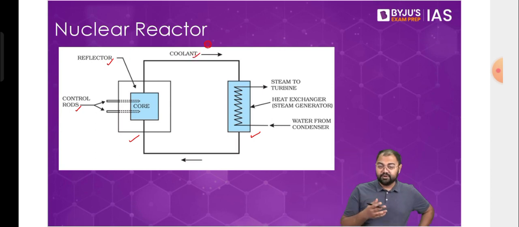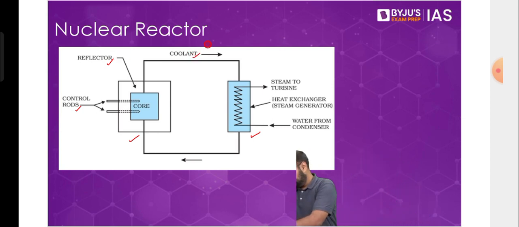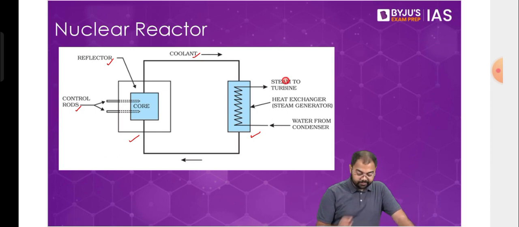Then apart from that, as you can see, you have something called a coolant. Now this coolant basically is a kind of material that is required so that we can transfer the energy, or whatever energy is produced, towards the turbine. For that we have the coolant.